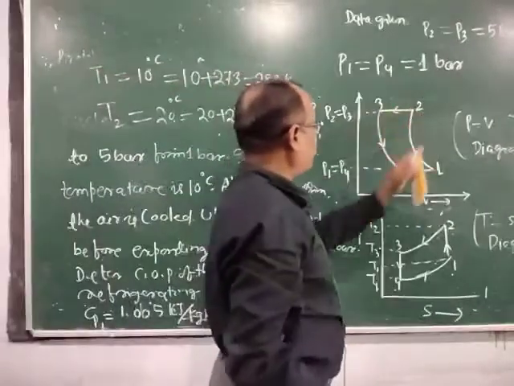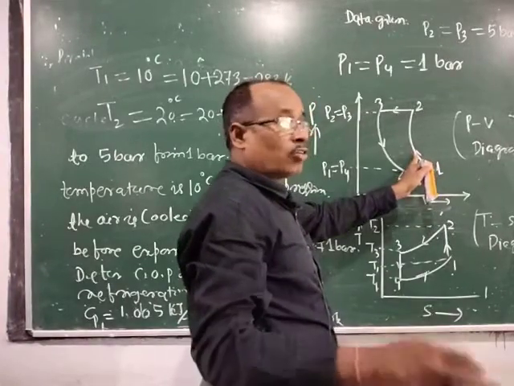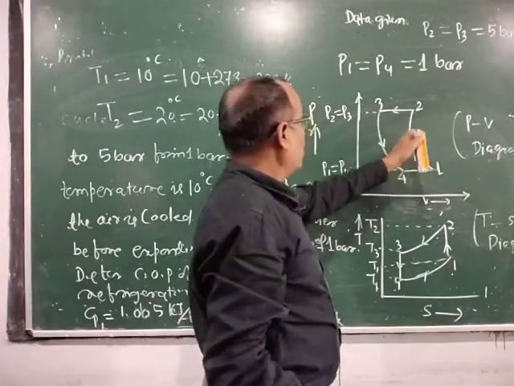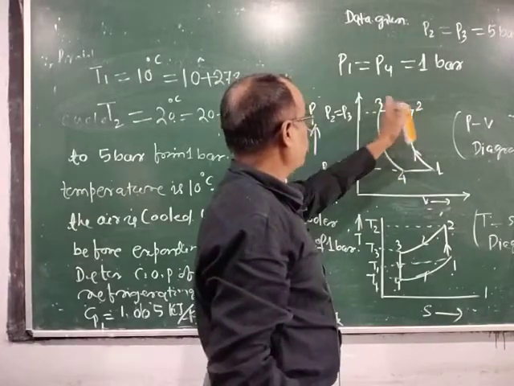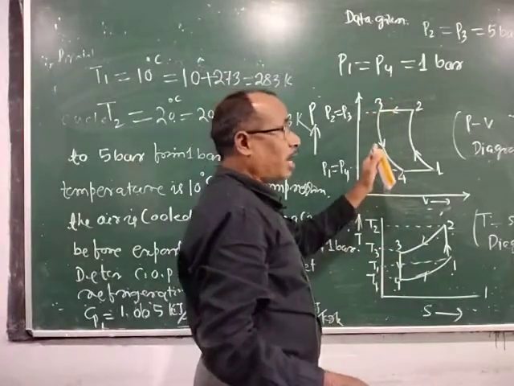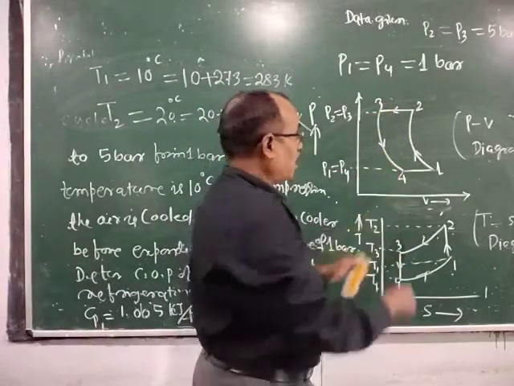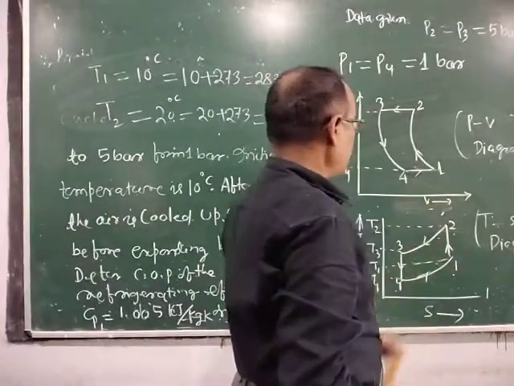This is the pressure volume diagram. This is the adiabatic or isentropic compression. This is the constant pressure process from 2 to 3. 3 to 4 is the isentropic expansion process and 4 to 1 is the constant pressure process.